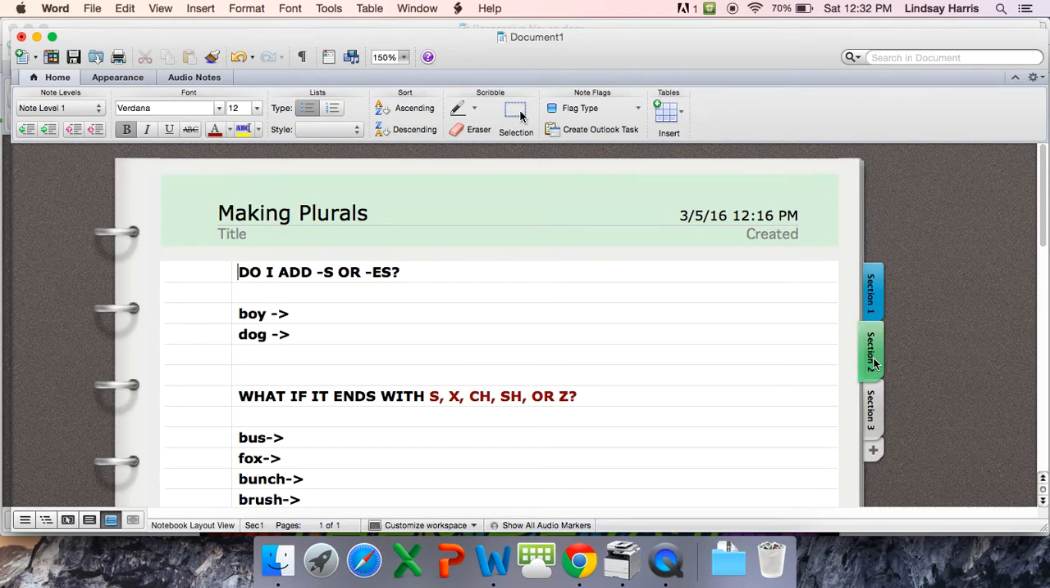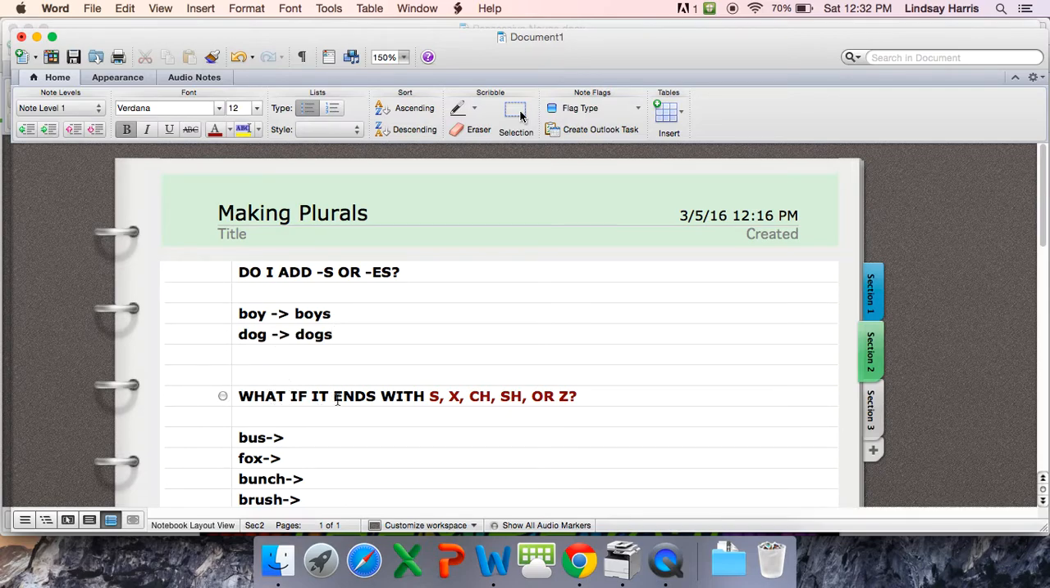Making plurals. Sometimes we need to try to remember, do I add s or do I add es if I'm talking about more than one of something? So let's look at the example we have here, boy. Okay, we know that that just becomes boys, and that just becomes dogs. In this case, we're just adding s.